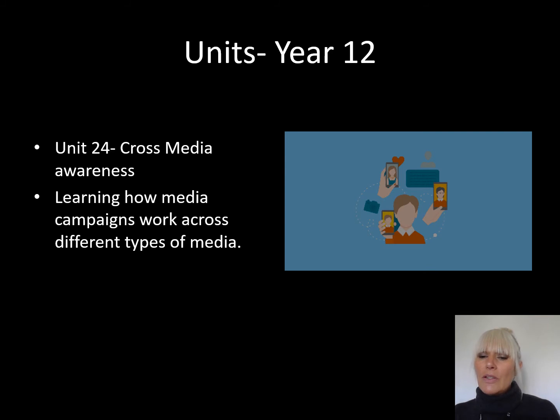We also do Unit 24 in Year 12, which is cross-media awareness. What that involves is learning how media campaigns work across different types of media, whether that is film or print or radio, etc.